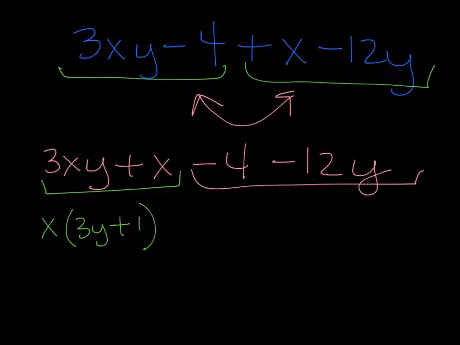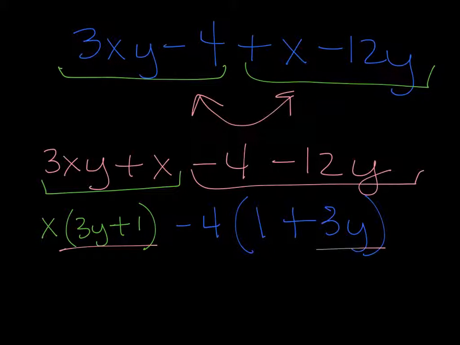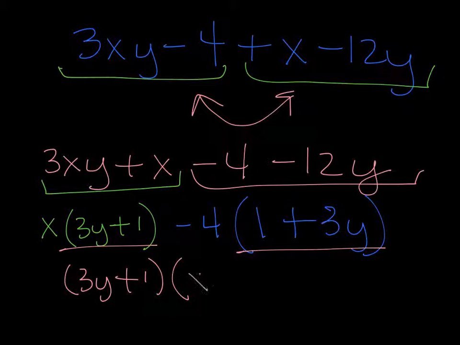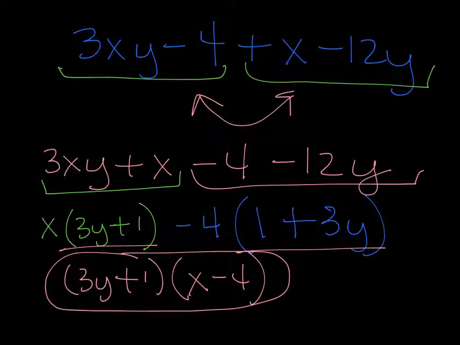Negative 4 minus 12y, what do they have in common? They have a negative 4 in common. So I take out the negative 4, and what do I have left? I have 1 plus 3y. Now, when I did this, look what I have that's common. Is 3y plus 1 the same as 1 plus 3y? Even though they're not in the same order, they are the same thing, which means these two have a common factor of 3y plus 1, and we have x minus 4 left. Some of these get a little tricky, as you can see.